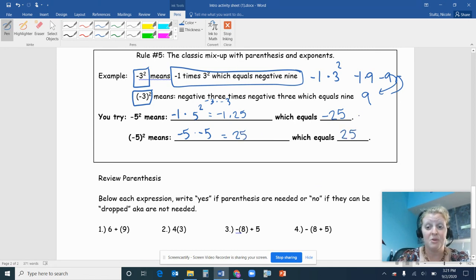So look at how huge that is. There's a big difference between -25 and +25. So if you're one of those kids that always seems to mess up whenever there's negatives involved, that is a huge rule that you need to be on the lookout for.